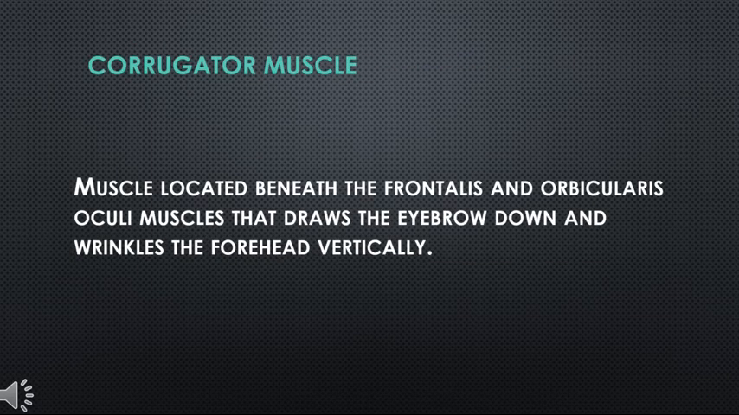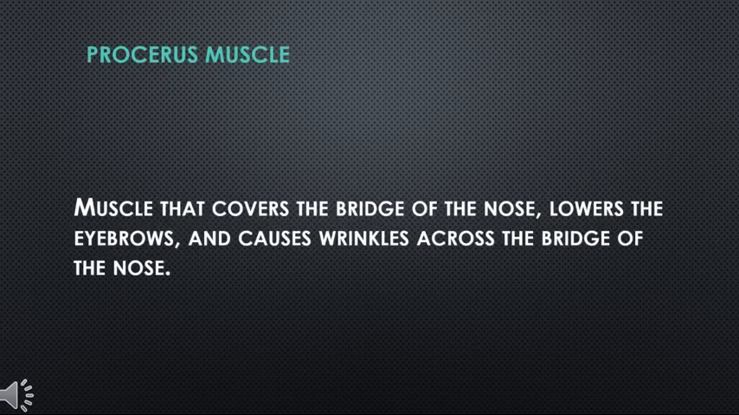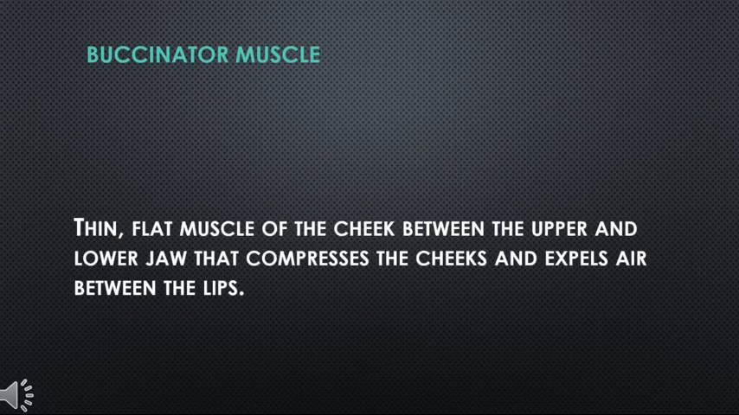Corrugator muscle. Muscle located beneath the frontalis and orbicularis oculi muscles that draws the eyebrow down and wrinkles the forehead vertically. Procerus muscle. Muscle that covers the bridge of the nose, lowers the eyebrows, and causes wrinkles across the bridge of the nose. Buccinator muscle. Thin, flat muscle of the cheek between the upper and lower jaw that compresses the cheeks and expels air between the lips.